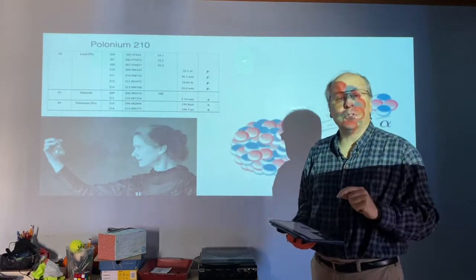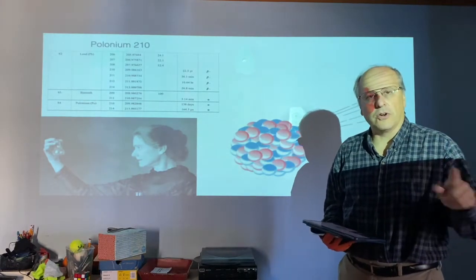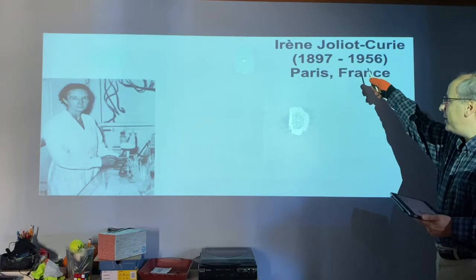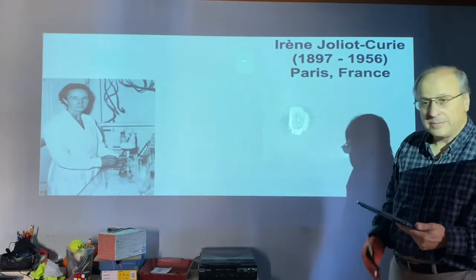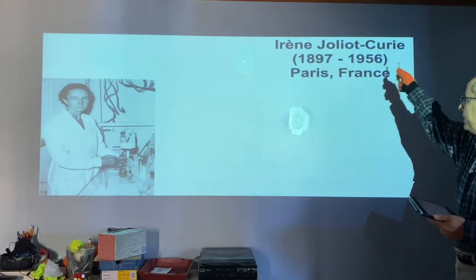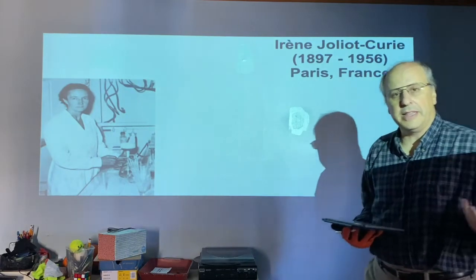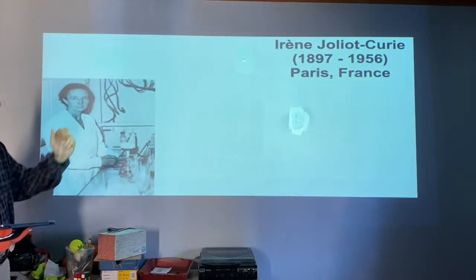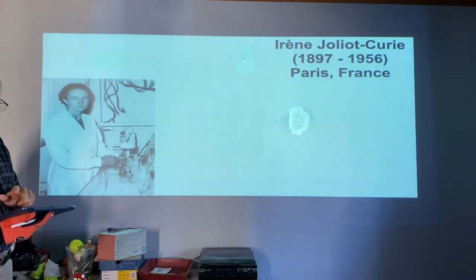What we want to do today is make our own isotopes. This was first done by Marie Curie's daughter. Her name again was Irene Curie. She was part of the team that did this. She won the Nobel Prize for this discovery. And again, you could see her years.